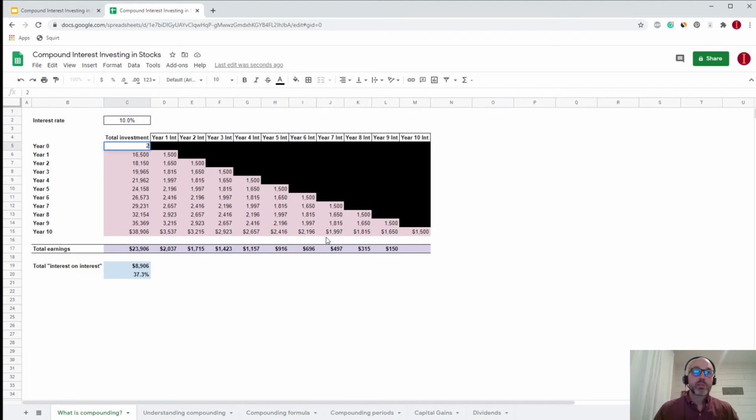We change this to 25,000. Same thing, it stays at 37.3. The amount we earn off of that initial investment is the same. Total earnings is greater. Total interest on interest is greater, of course, because there's more money in there. I think it's interesting that it stays the same, because this percentage of interest on interest out of total earnings is based off of interest rate.